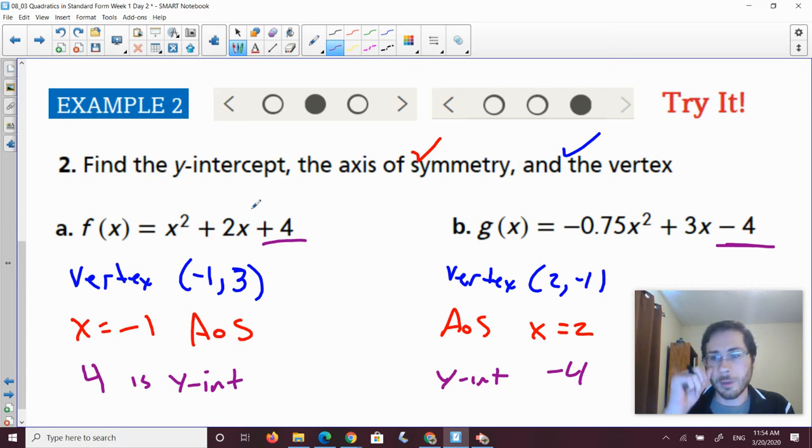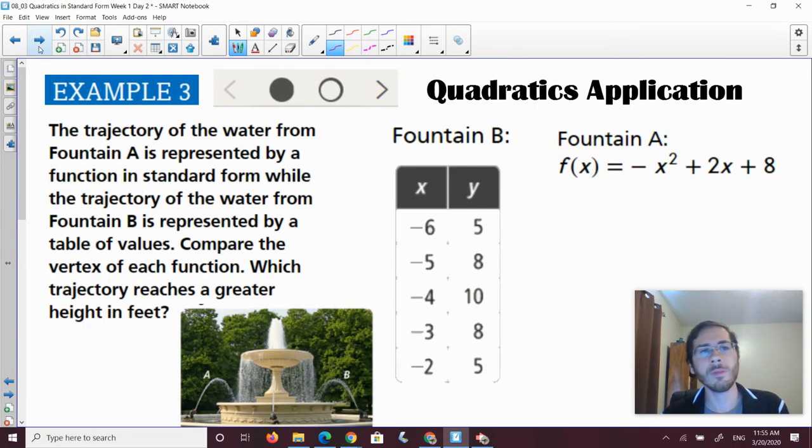So you can do it by hand or you can do it using Desmos. It's your option. You can also do it in the TI calculator, that would also work as well. To do that, you hit second calc, and then you go down, you pick maximum or minimum, depending on what you got. So for example 3, we're going to check out this fountain.